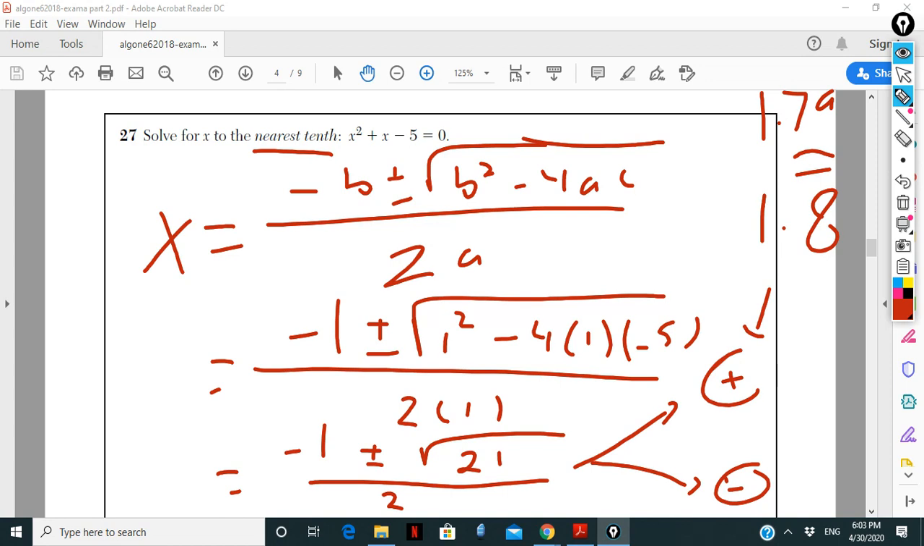Now I'm going to do the same with the minus: negative 1 minus the square root of 21, divided by 2. So this one is negative 2.79. When I round it, it's negative 2.8. Okay, so that's for that question.